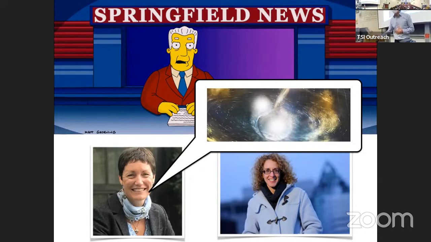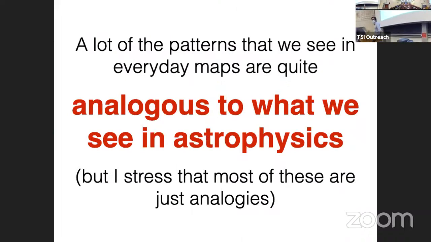Now, interestingly, a lot of the patterns that we see in our everyday maps are actually analogous to what we see in astrophysics. So I'm gonna walk through a few examples now, but I wanna stress that most of these are just analogies. I do not want to get into the habit that physicists, in our arrogance, sometimes get into, where we make it seem like physics explains everything, which it definitely doesn't. We have a tool that's applied to very specific systems. All these other things I'm gonna show you are really just analogies.